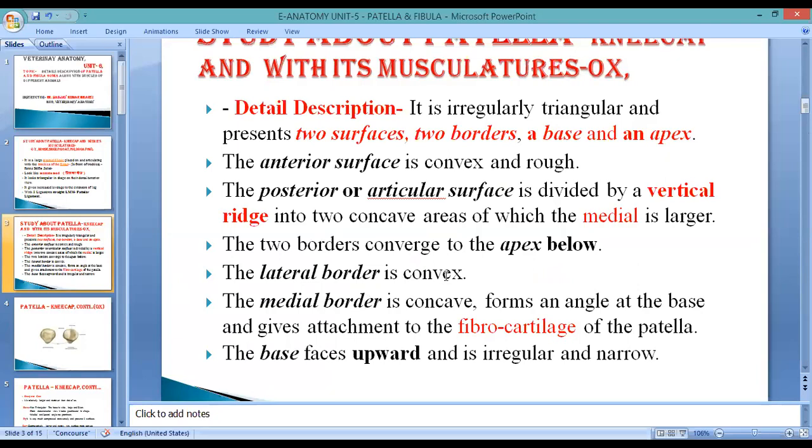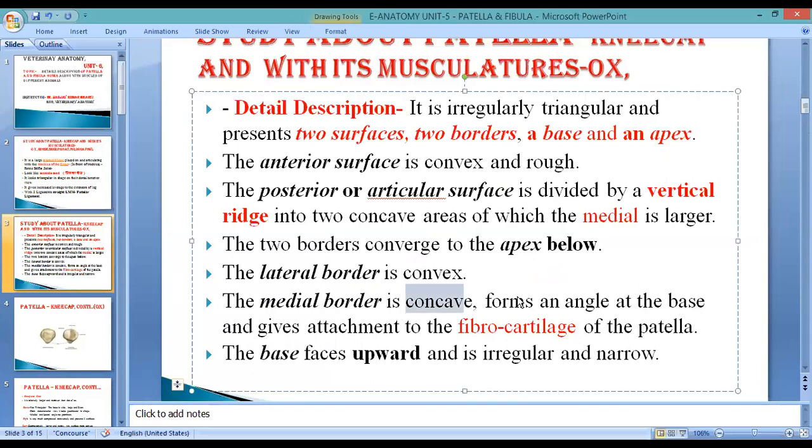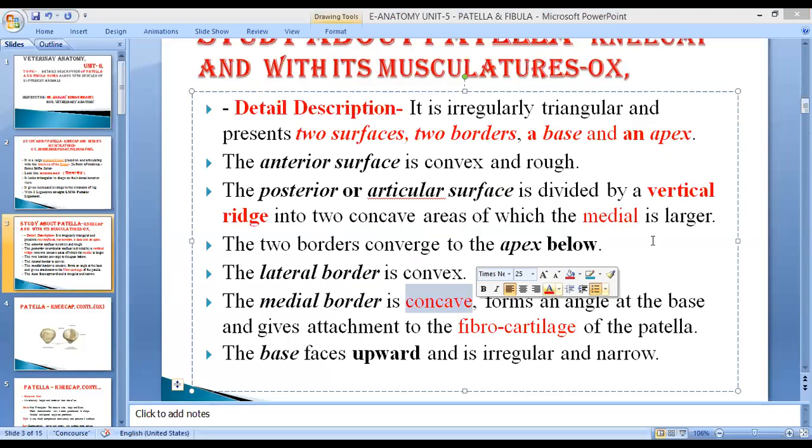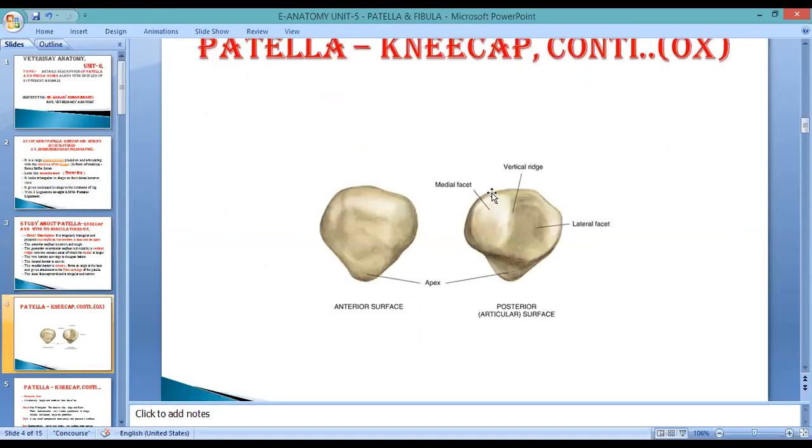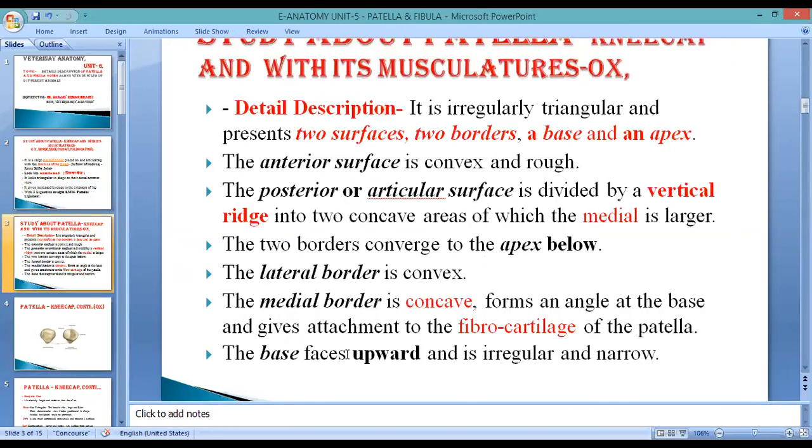The lateral border is convex and the medial border is concave, and this medial border forms the angle at the base, which gives the attachment of fibrocartilaginous structures of the patella. This medial border, you see here, forms structures which come in contact with the trochlea of the femur with the help of fibrocartilaginous structures. The lower part is known as the apex and the upper part is called the base.